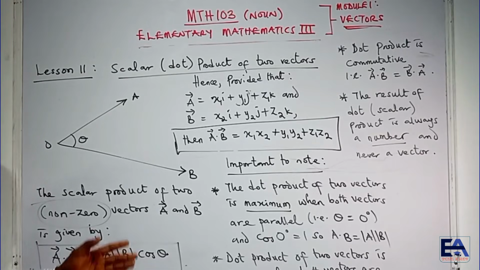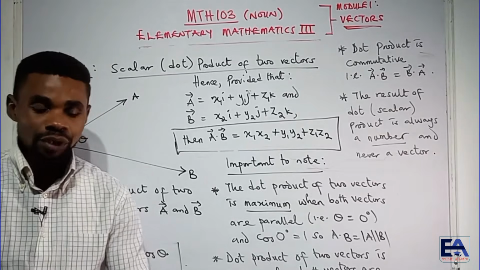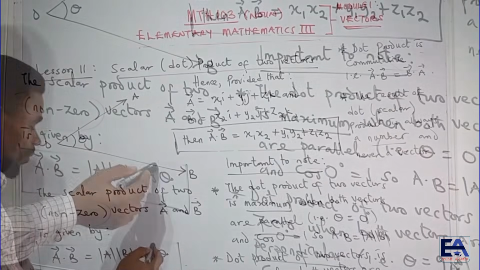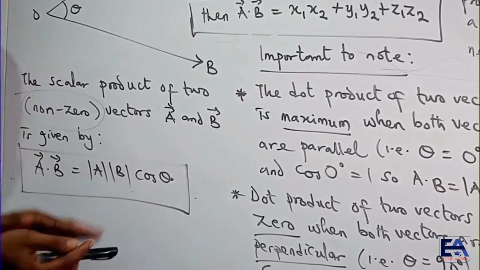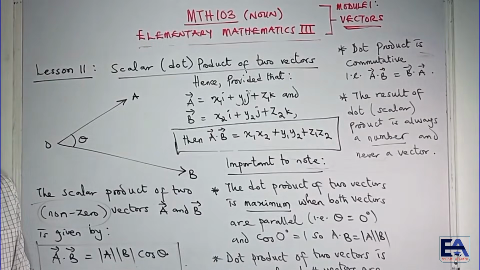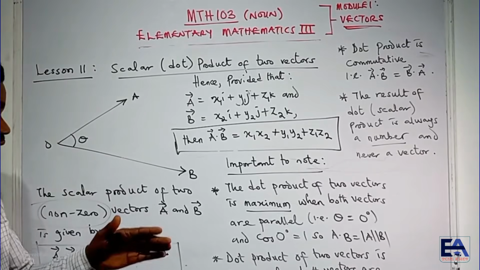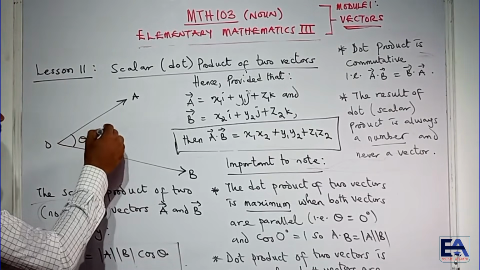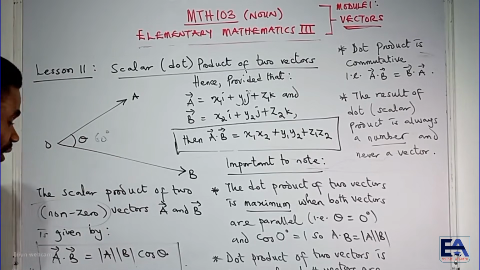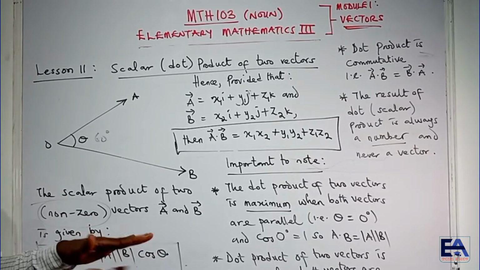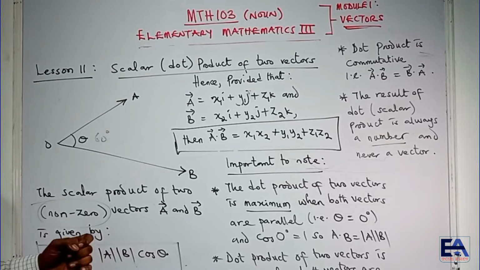You get that? So if theta becomes any angle, whatever it is, it will eventually multiply the result here and reduce the value. For instance, if the two vectors form 60 degrees, cos 60 degrees is half, and that is 0.5. Then if 0.5 multiplies this, at the end of the day it will cut the value to half.